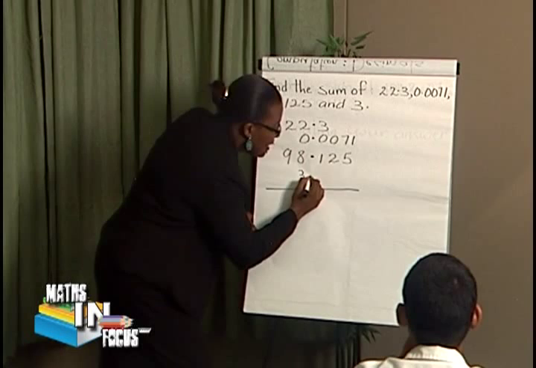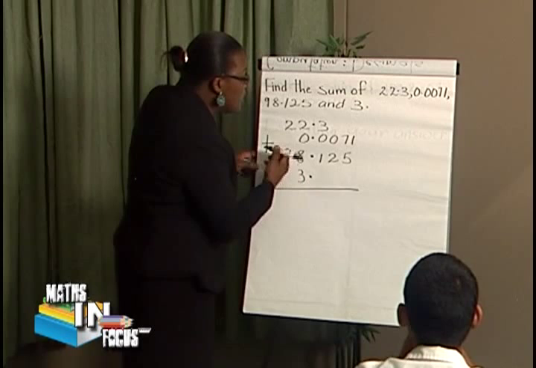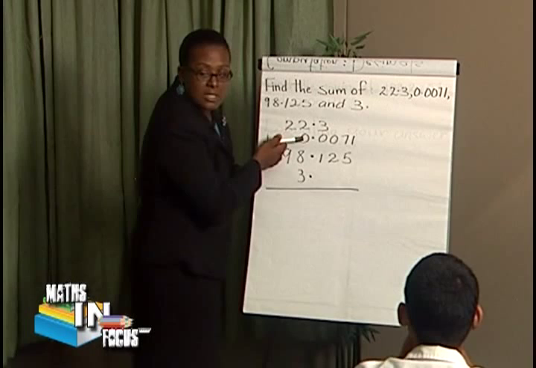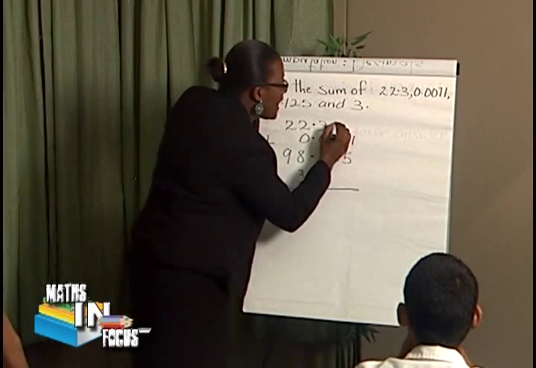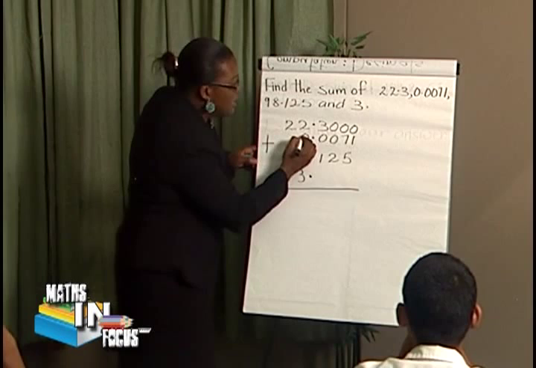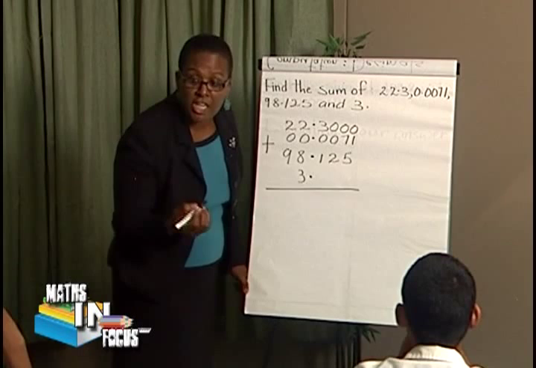Now we make equivalent decimals. Now what we notice in 22.3, and it is followed by 0.0071, we have 4 digits at the back. So we try to make this one 4 too, so we add in zeros here. We make an equivalent decimal. The same thing we do with the second number, because remember, 0 does not change the value.